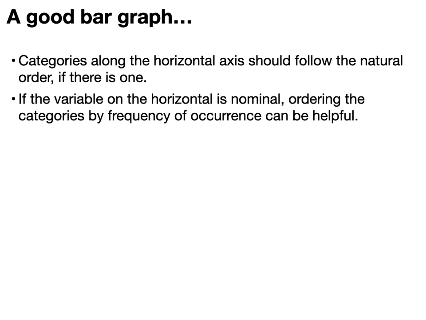So I've made them match the natural order. Sometimes if they don't have a natural order, for example, if your variable is a nominal variable, it's useful to order them by frequency of occurrence. So putting the most common category first and then less common, less common, less common, or vice versa. And that makes it easier to visually make sense of the bar graph.